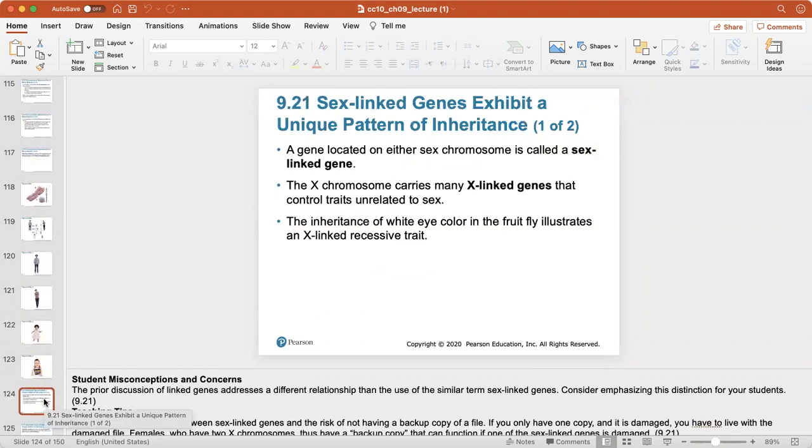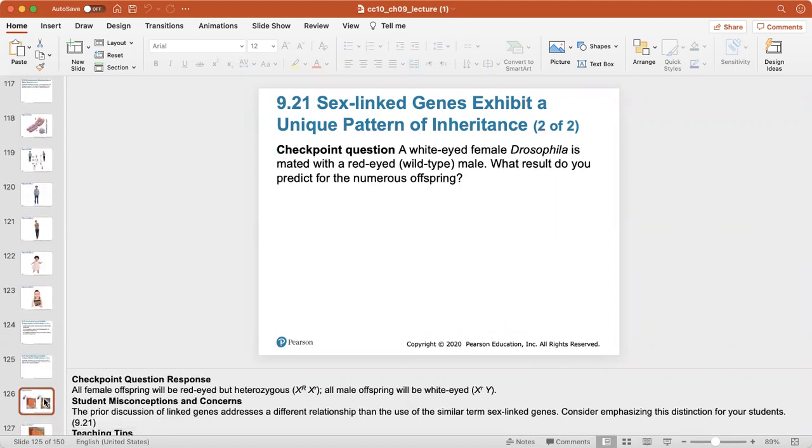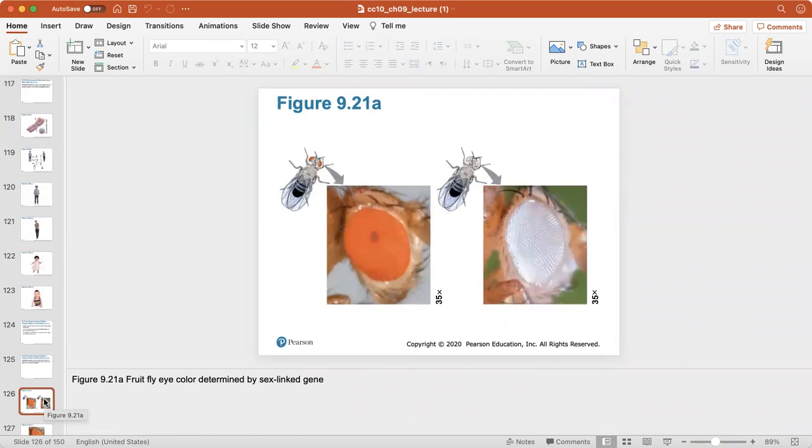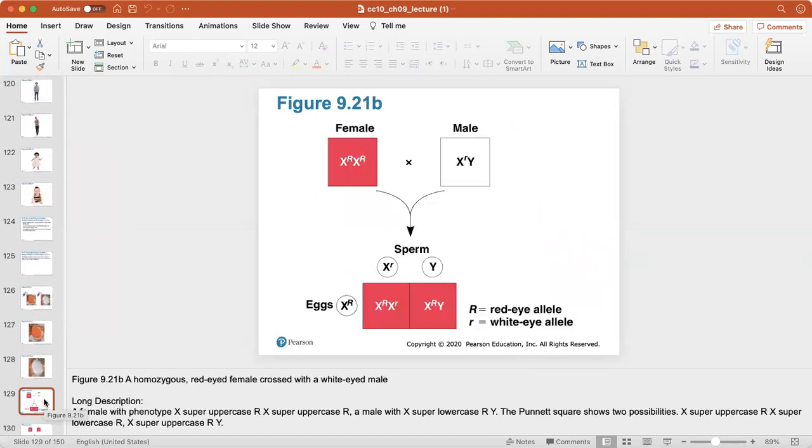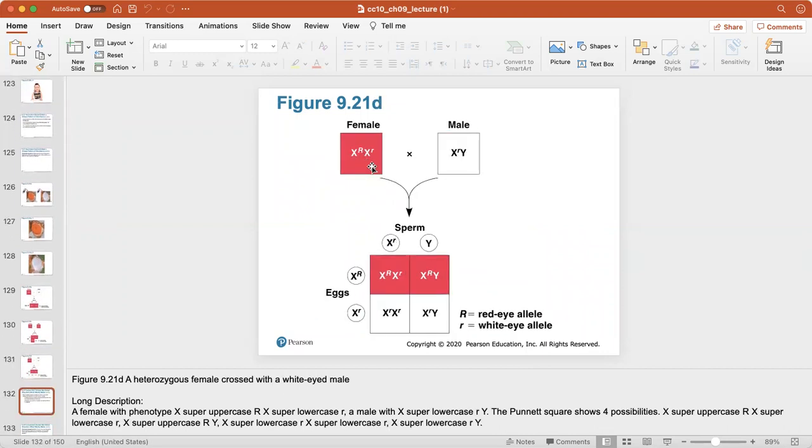A gene located on either sex chromosome is called a sex-linked gene. The X chromosome carries many X-linked genes that control traits unrelated to sex, and the inheritance of white eye color in the fruit fly illustrates an X-linked recessive trait. So here's a look at red eyes and white eyes, and this is showing that it's a sex-linked gene. When we cross a male and a female, we see that the red eye allele and the white eye allele is associated with one of the sex chromosomes. So that's a sex-linked trait.